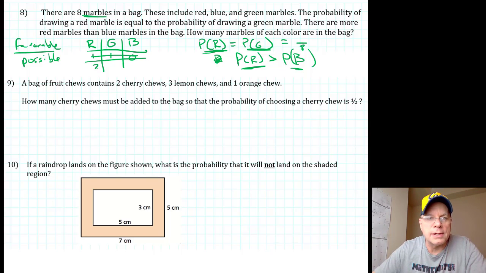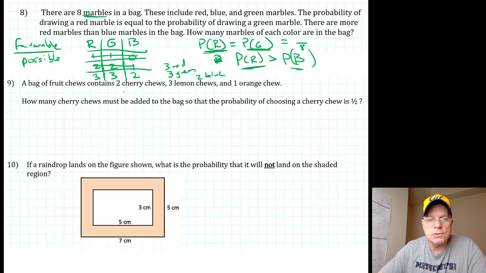If there were 2 red and 2 green, in order to have fewer blue marbles but still have some blue marbles, you'd have to have 1 blue marble. But there's 8 marbles, and that only adds up to 5. If you have 3 red and 3 green, you could have 2 blue or 1 blue and have a greater probability of red than blue, but it must be 2 because they have to add up to 8. 3 plus 3 plus 2 is 8. And so there's the answer: 3 red, 3 green, 2 blue.